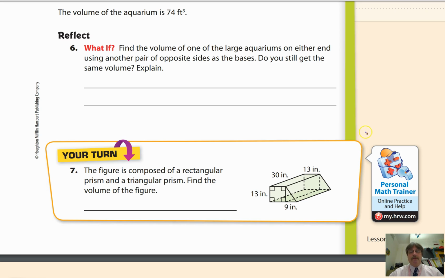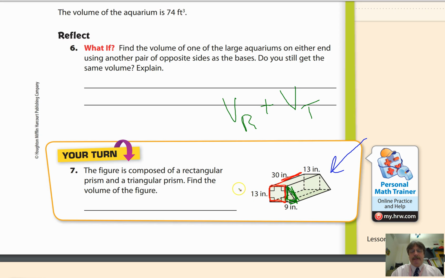If I come down here to the your turn right after that and really try to figure this out, I can see I have a rectangular prism right here, going back. So I have a rectangle, and then I have a triangle here, a triangular prism. So what I want to do is break those up. I want to find the volume of the rectangular prism plus the volume of the triangular prism, and treat those separately.